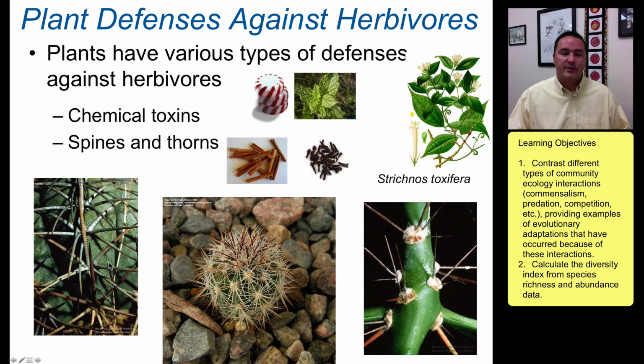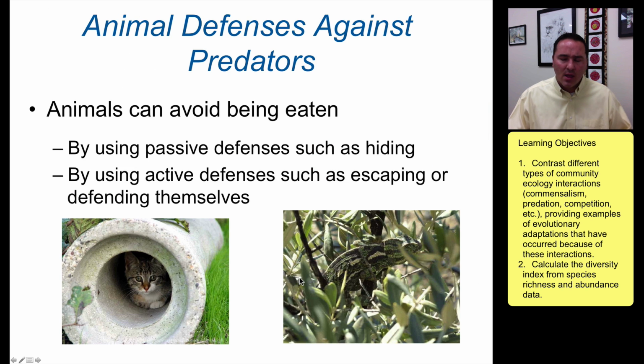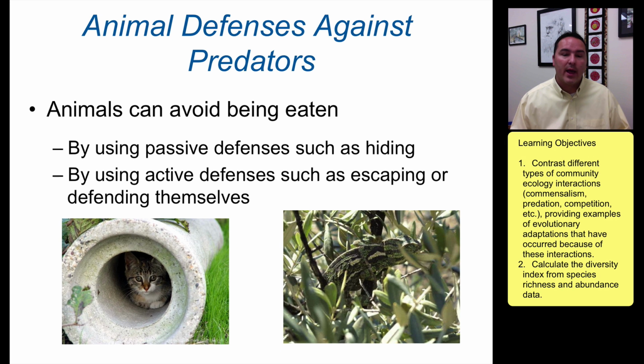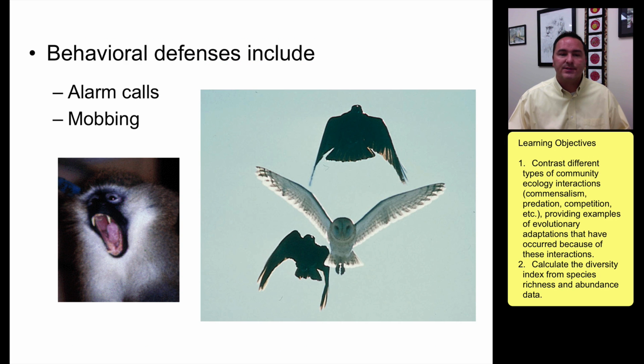Spines and thorns have been used by plants to dissuade predators from eating them. Animals have different strategies. One of the things they can do is hide, right? So a little animal can just hide away and no one will ever find it. Or you could also use active defenses such as running away or even defending themselves. For example, here these smaller birds are warding off the larger bird, and that's called mobbing. So a bunch of smaller organisms can actually ward off a larger one.